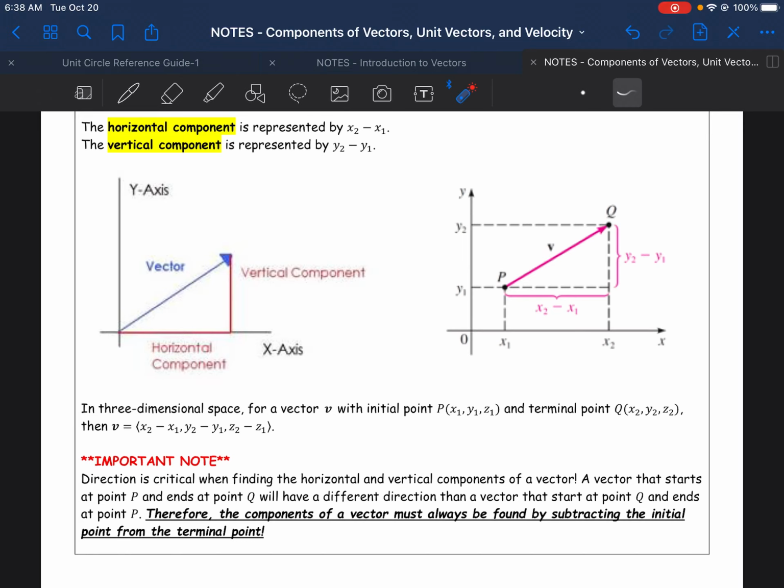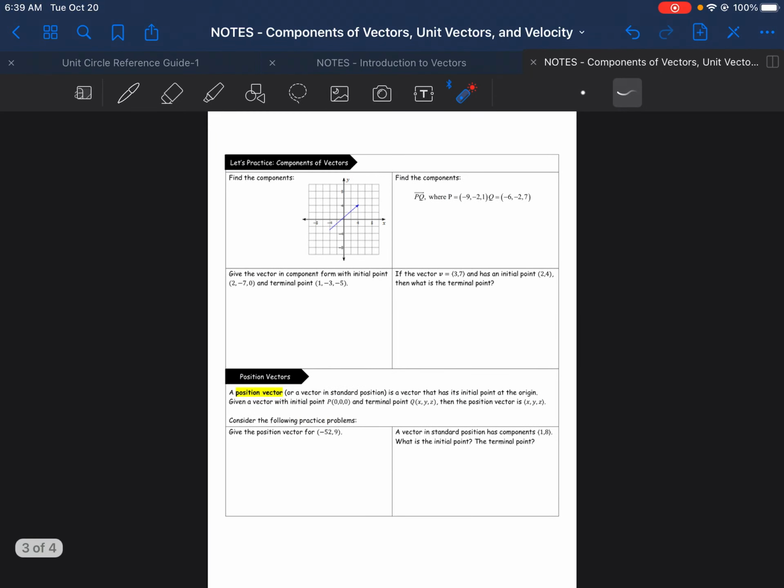Now, direction is critical when finding horizontal and vertical components of a vector. A vector that starts at point P and ends at point Q will have a different direction than a vector that starts at point Q and ends at point P. So therefore, the components of a vector must always be found by subtracting the initial point from the terminal point. So we cannot change the order here. We cannot say x1 minus x2, y1 minus y2, z1 minus z2. It must be the terminal point, x2, y2, z2, then subtract from it the initial point. Okay? Let's see some examples of how this works.